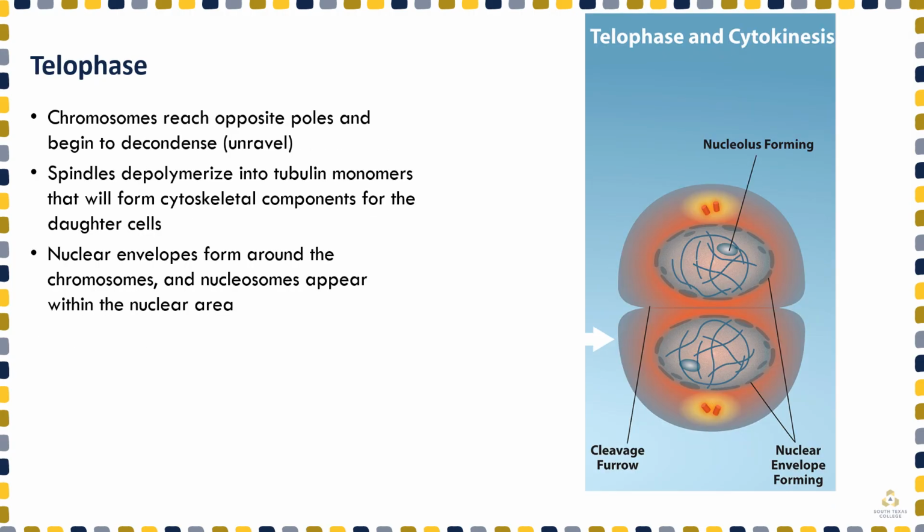And then finally, telophase is kind of the opposite of prophase. The chromosomes have reached the poles and begin to unravel, decondense. The nuclear envelope begins to reform around those chromosomes, and we have 2 new nuclei inside the cell. The spindle has broken down as well.